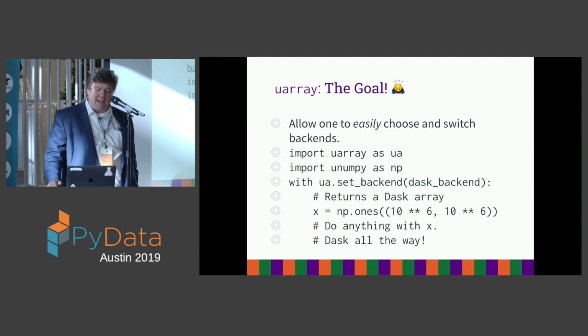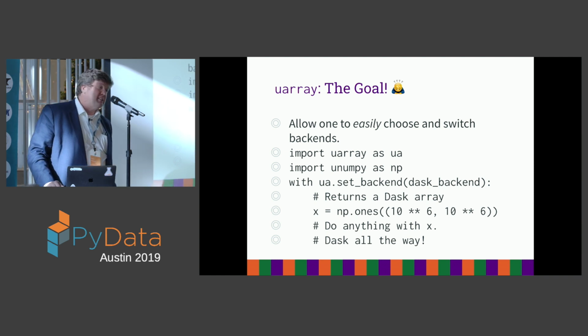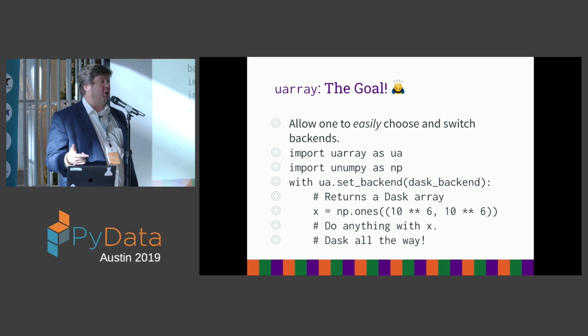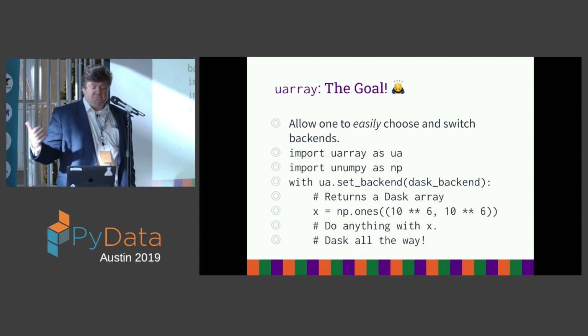So here's an example of how it actually works. This is working code. uarray exists today. It's not just an idea. ePython is just an idea. uarray is not an idea. It's real code. It works. You can go download it, install it, start using it.